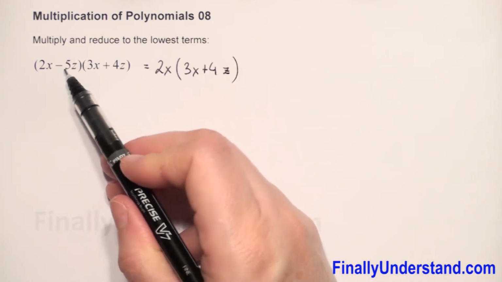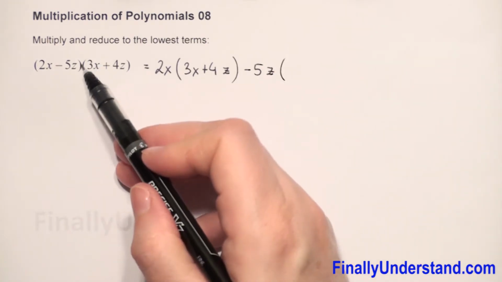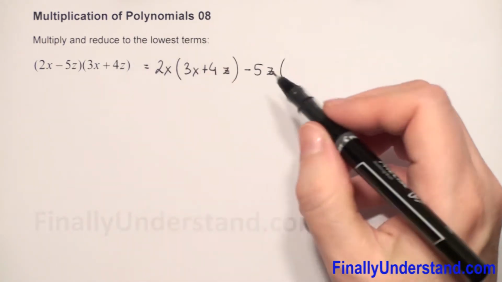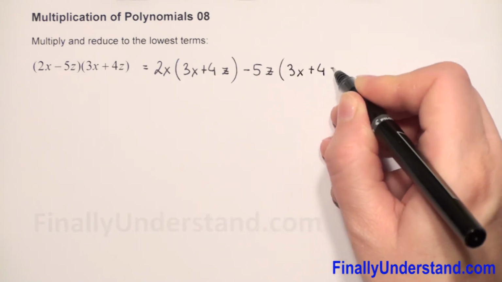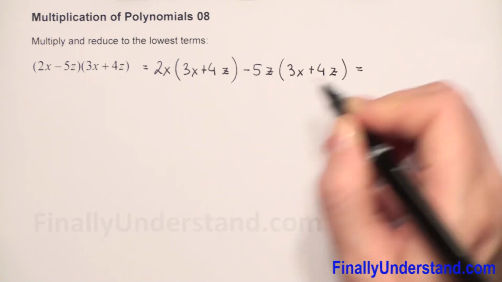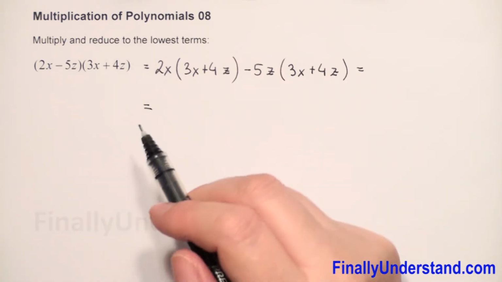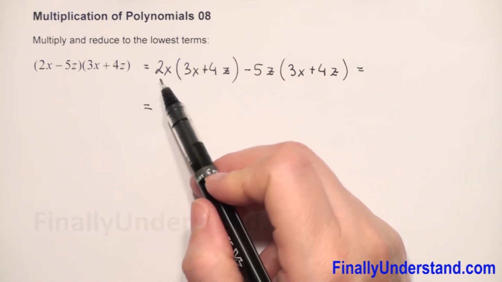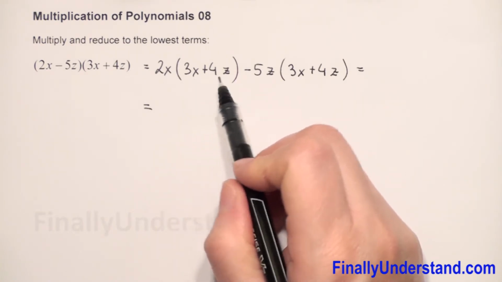And next we have negative 5z. We have to multiply this by the whole expression in the second parenthesis. So 3x plus 4z. So this is equal. Now we have to use the distributive law of multiplication. We have to distribute 2x over each term in the binomial.